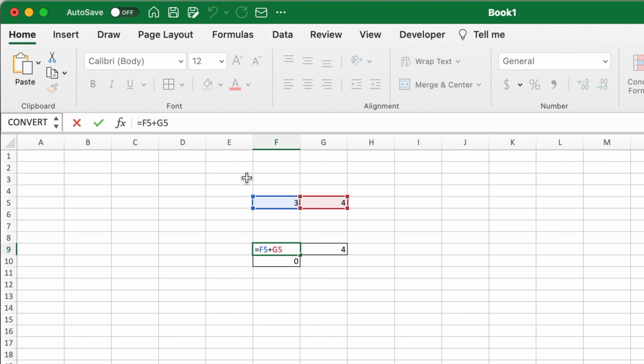The solution for this is locking one or more references with F4. Selecting the references in the formula and tapping F4 allows you to cycle through and lock columns and rows, row only or column only by inserting a $ sign. Locking both columns and rows, I can paste the formula anywhere and keep the original references.